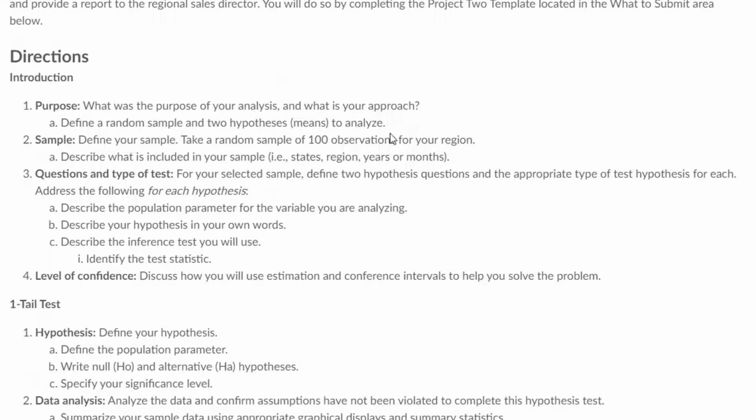Okay, so here let's get into the nitty-gritty. We're supposed to pick a region, which region we're going to be looking at. Take a random sample of 100 observations. We're going to be talking about the sample that we've taken, and then we'll be talking about the types of stuff we'll be doing. Don't forget to include this last item, number 4, the level of confidence, discussing how estimation and confidence intervals can be useful, in particular to looking at the square footage question.